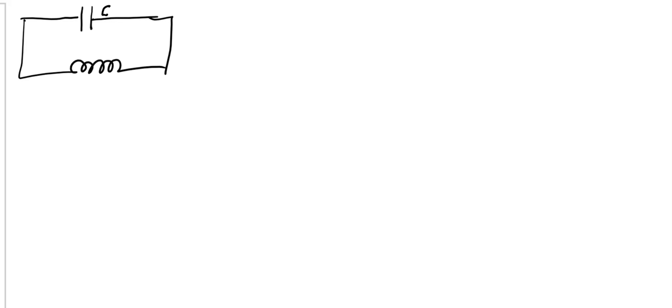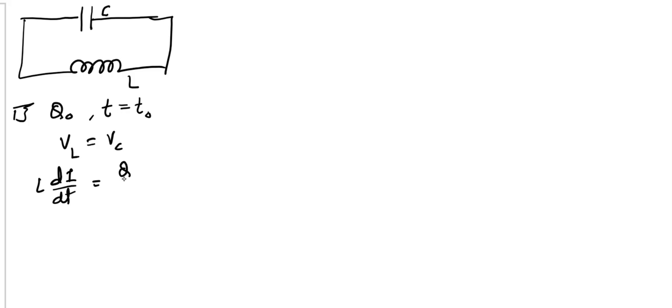We know that in a tank circuit we have a charged capacitor connected in parallel with an inductor. So here is a capacitor with capacitance C and an inductor with inductance L. We assume that the initial charge on the capacitor is Q0 at time t0. As the two are in parallel, the voltage across the inductor is equal to the voltage across the capacitor. So L di/dt can be compared with q/C. And we know that i is equal to dq/dt.